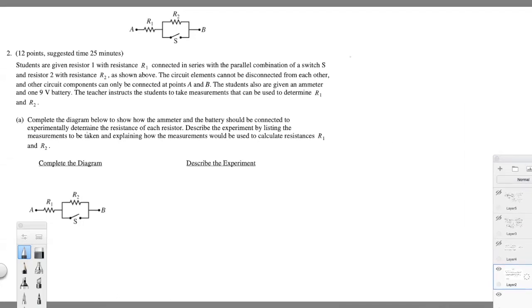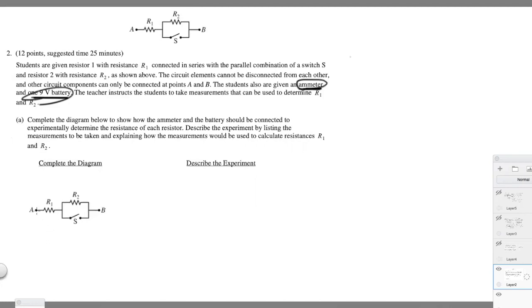So students are given 2 resistors connected as shown. We have a 9-volt battery and an ammeter. So the only equipment here, we have an ammeter, which measures current, and 1 9-volt battery. They want us to set up a circuit where we can determine, using only these 2 pieces of equipment, the ammeter and the 9-volt battery. We need to set up a situation where we can determine R1 and R2 by taking measurements using that ammeter.